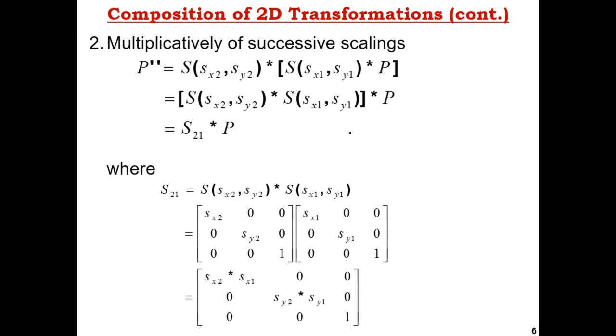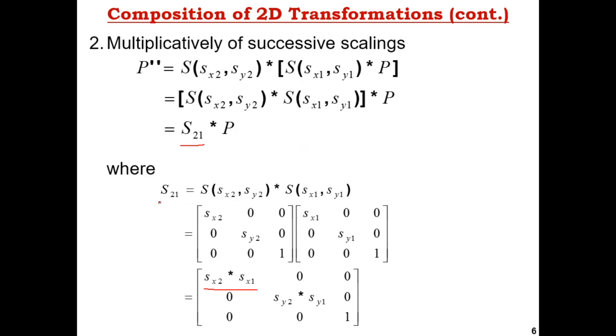Successive scaling always generates a multiplication, so that's why it is multiplicative. Multiplicative means that the result of the two successive scalings is always in multiplicative form, so a multiplication expression is generated. So P is first scaled and then scaled a second time, and after this operation you know very well the symbolic representation of S21 and the meaning of S12.